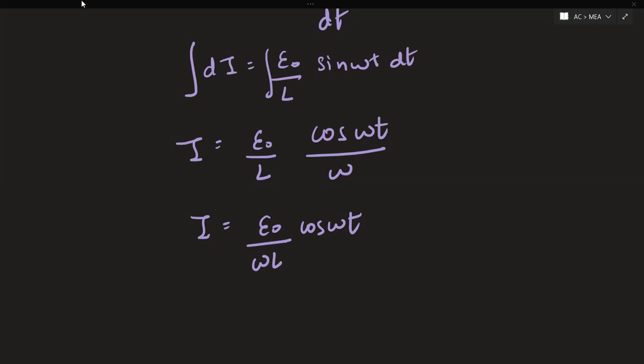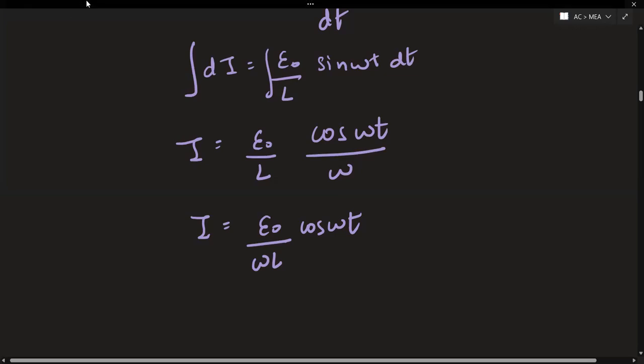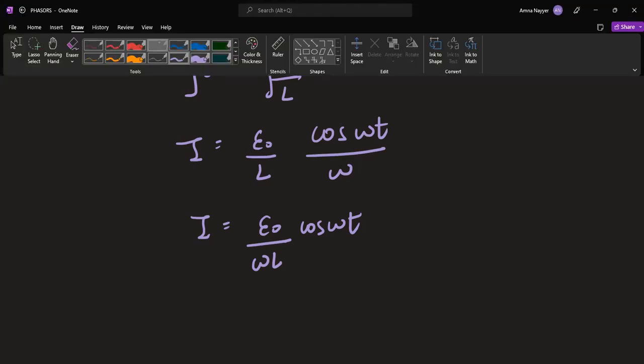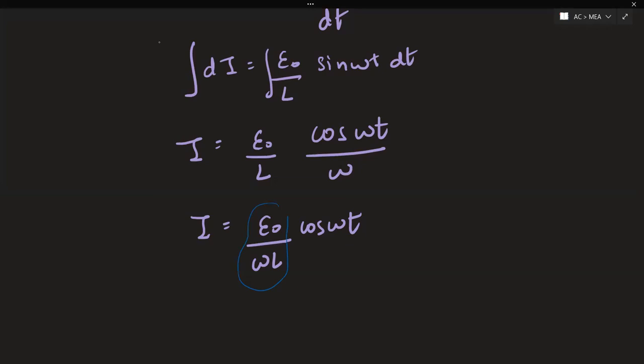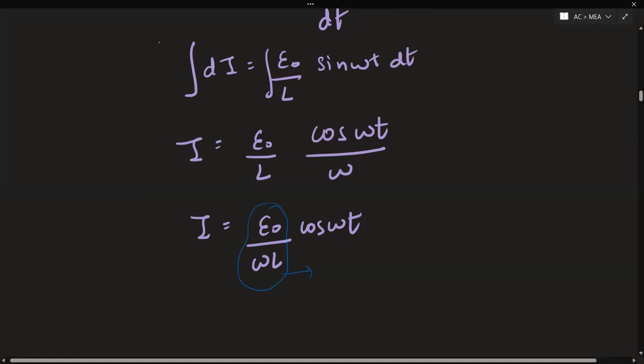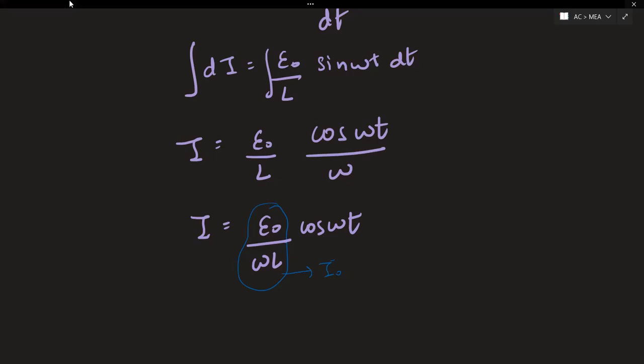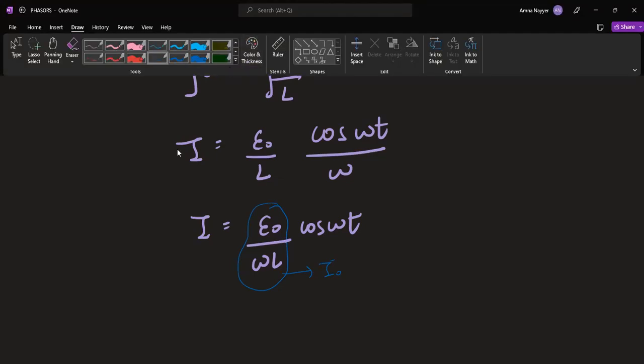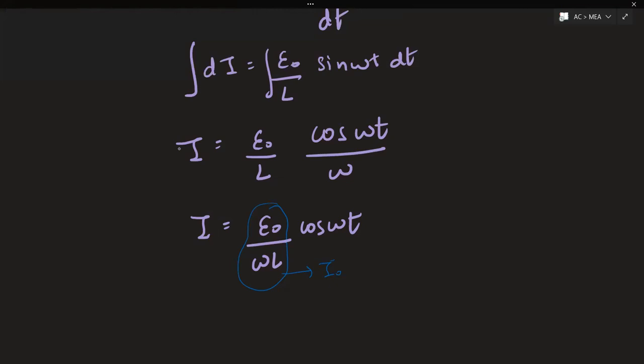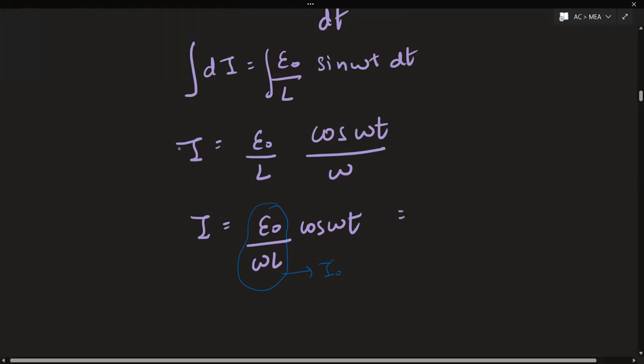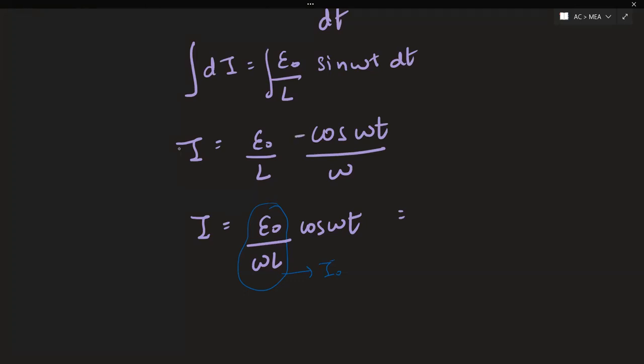E naught by omega L. This term I'll emphasize, we'll discuss this later on. First, let's just derive the formula for it. E naught by omega L is the peak value of current over here. So you can write this equation as minus, or you can simply, okay, one negative sign will also come, no, because sine has been integrated. So this becomes minus I naught cos omega t.